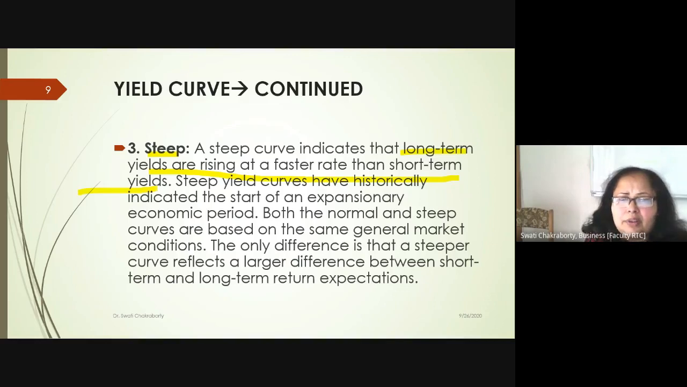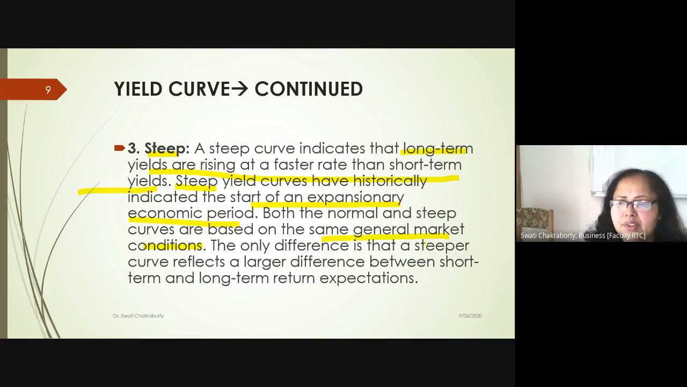Now, what happens up here? Steep yield curves have historically indicated the start of an expansionary economic period, right? So that's the indication. Steep yield curves indicate the beginning of an expansion in the economic period, and both the normal and steep curves are based on the same general market conditions.